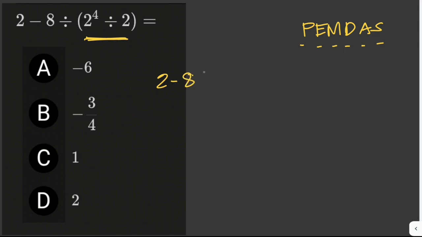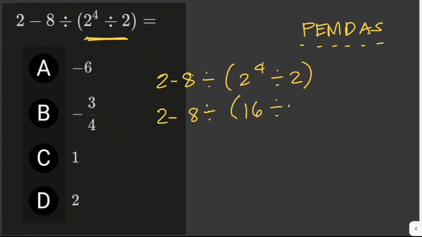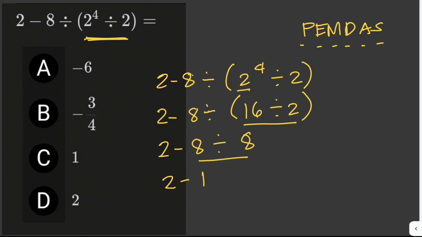So that would be 2 minus 8 divided by 2 to the 4th divided by 2. 2 to the 4th is just, okay, 16 divided by 2 is just 8. So we do this first and then this one. And then this is the next one. 2 minus 8 divided by 8 is 1. Therefore, the answer is 1. So this one here is just equal to 1. And the answer is letter C.